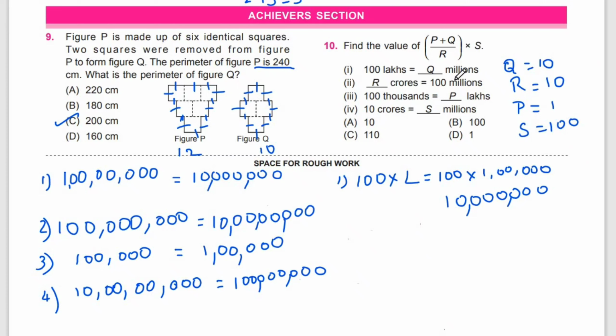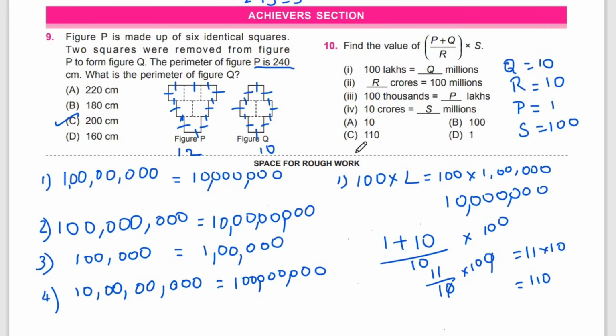Now as we have got the values of all the variables, let's use P plus Q by R times S. Our P is 1, plus our Q is 10, by our R, which is again 10, times S. S is 100. Now 1 plus 10 is 11. 11 by 10 times 100. The 0 and 0 cross out. So this becomes 11 times 10, which is 110. So the value of this is 110. We have an option of 110 here, which is C. So we have got our answer 110.